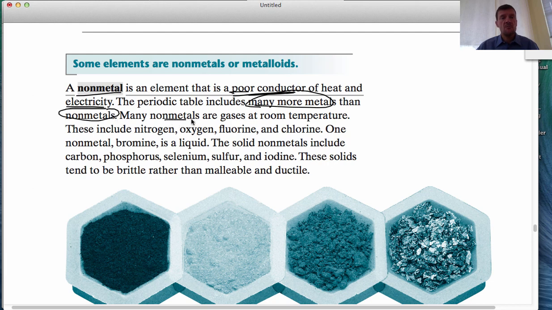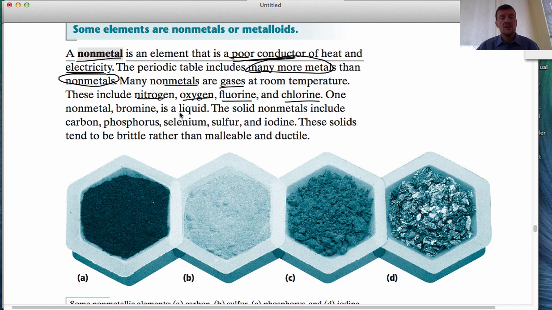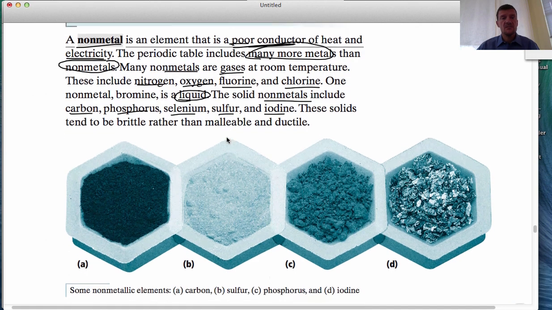So the nonmetals are usually, sometimes they're gases at room temperature, like nitrogen, oxygen, fluorine, chlorine. Okay, not always. Bromine is a liquid at room temperature. And solid nonmetals include carbon, phosphorus, selenium, sulfur, iodine. Some of them are solids, and there are some examples of these.